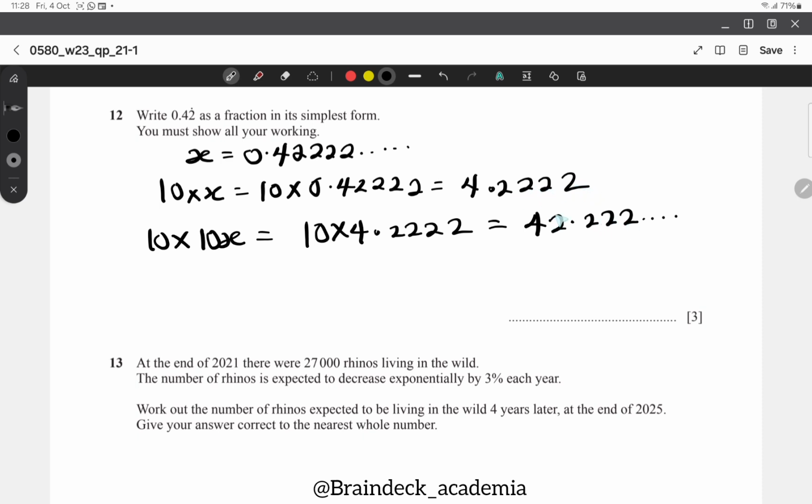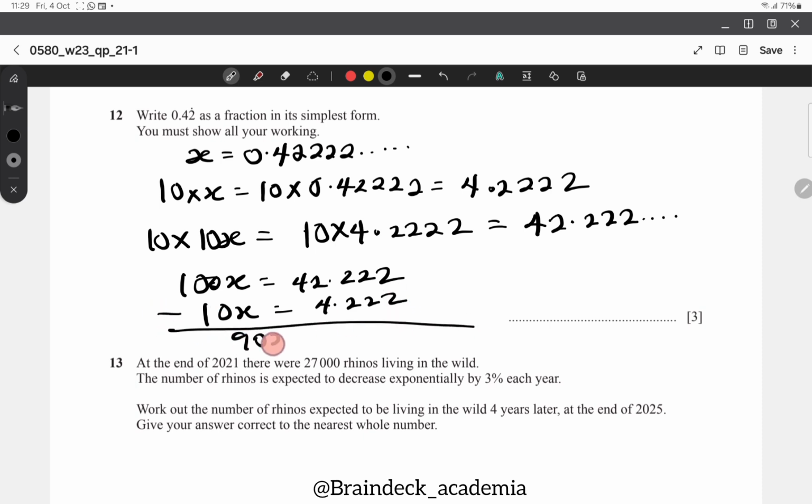So what we are going to do is subtract this row from this row. This is 100x equal to 42.222. Then this one is 10x equal to 4.222. So let's look at that. Subtraction will give us 90x equal to 42.222 minus 4.222, which gives us 38. So we now have x equal to 38 divided by 90. So reduce this. This is 19 over 45. So my answer is 19 over 45.